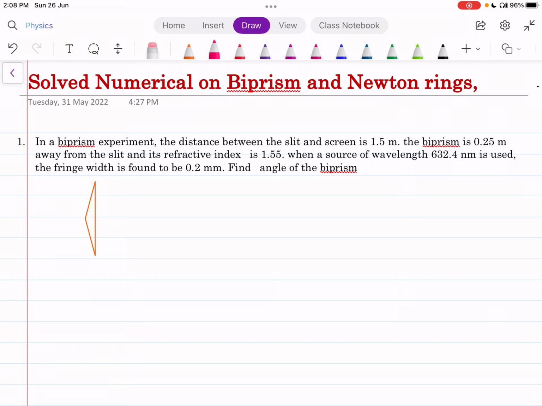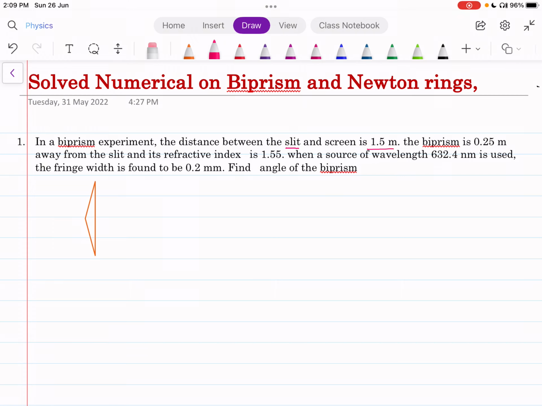In this video, I am going to solve numericals based on Biprism and Newton's ring. Numerical number 1. Let us read it. In a biprism experiment, the distance between the slit and the screen is 1.5 meter.